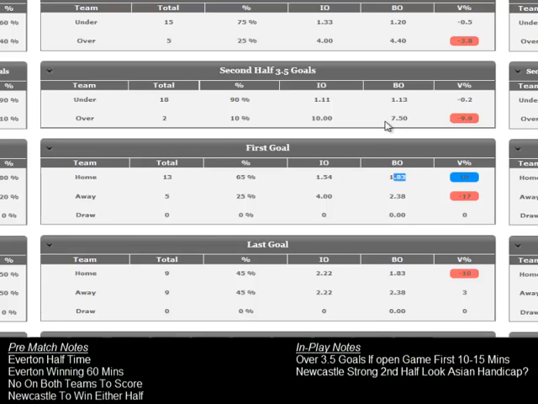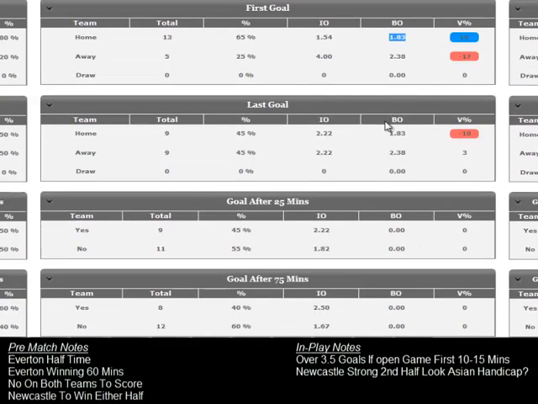That sort of backs up what we were talking about earlier: the Everton strong first half, Everton to win the first half, sort of 1-0. That all backs that up, so we'll add it to the list.